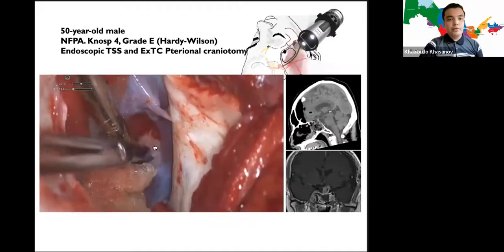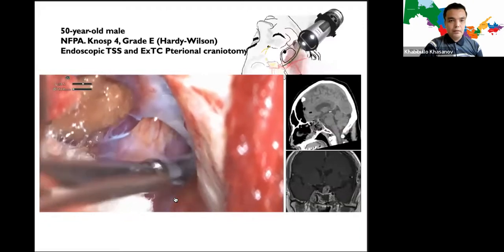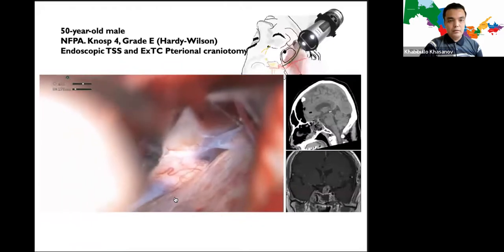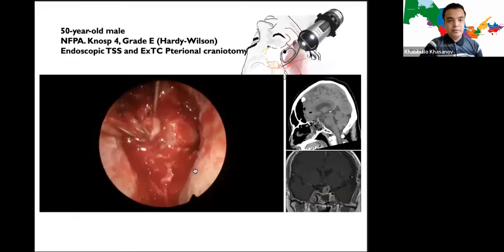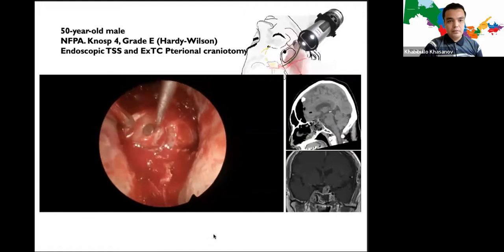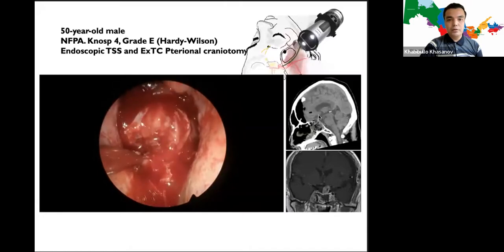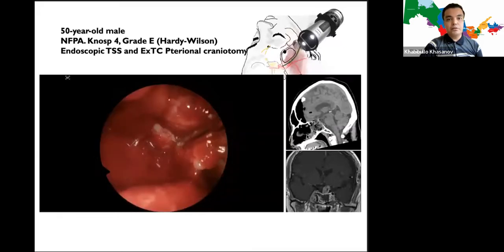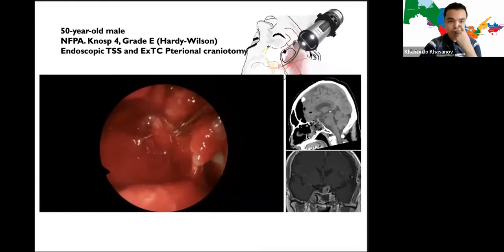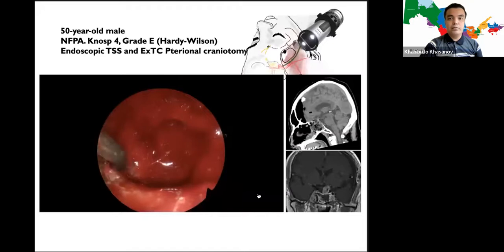This is a case with the sylvian fissure. We completely removed the tumor here, and with the reconstruction, the degree of hydrocephalus decreased in the postoperative course. There were no postoperative CSF leaks. Here we are removing the tumor, and because of the time limit, I have to skip this section.